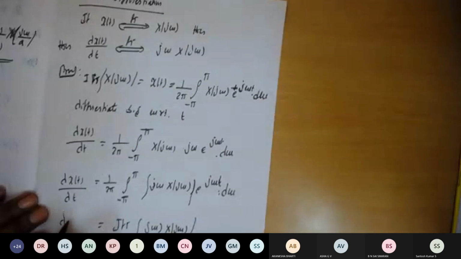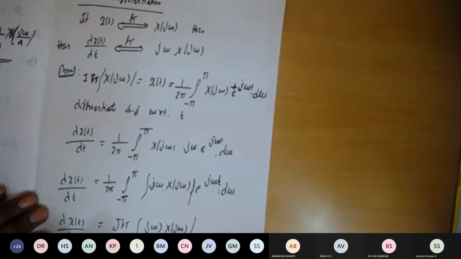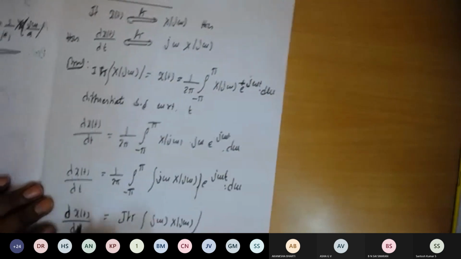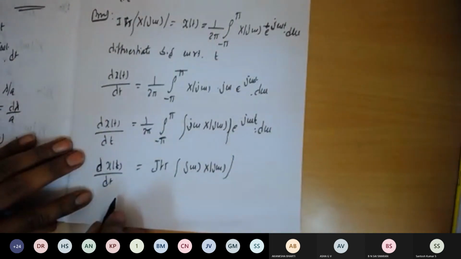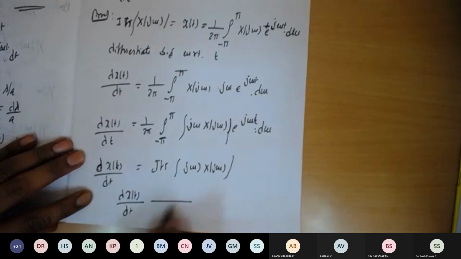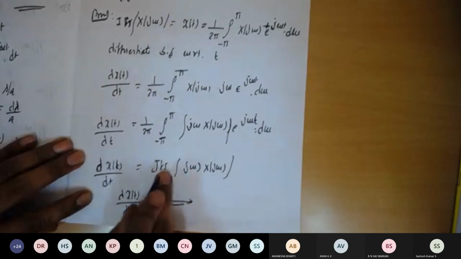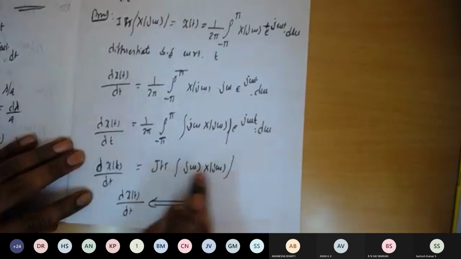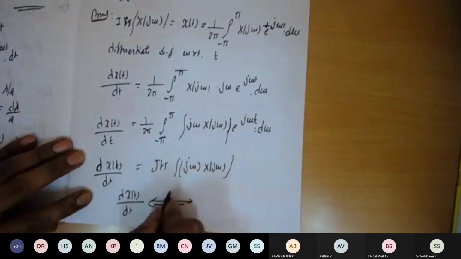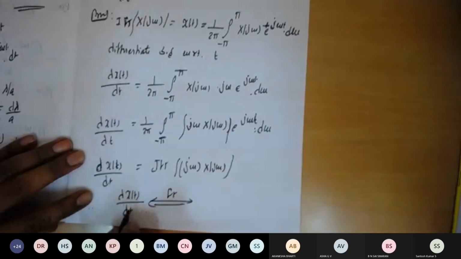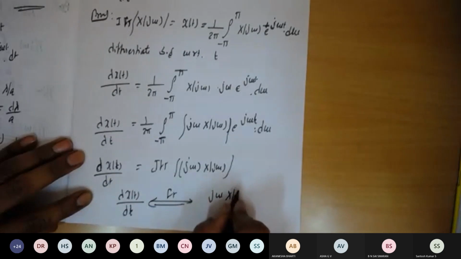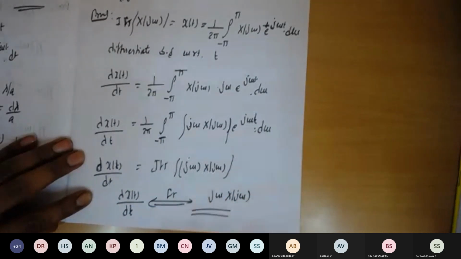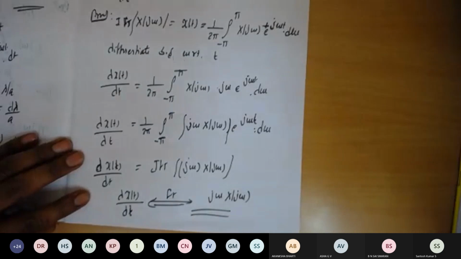So this is equal to what? dx of t divided by dt. Or else I can write this as dx of t divided by dt, the corresponding Fourier transform is equal to j omega into x of j omega. That's the proof here.